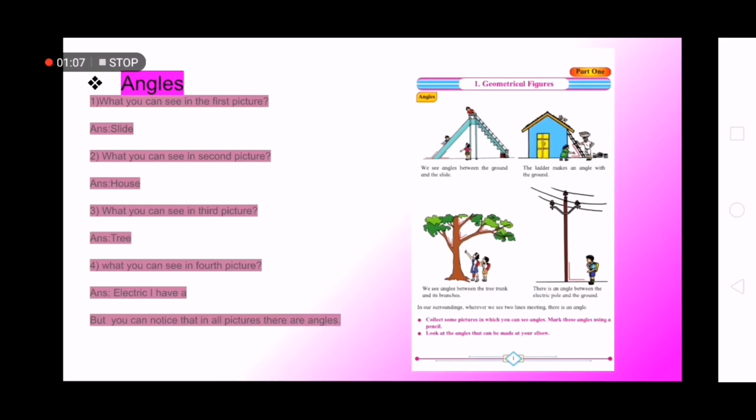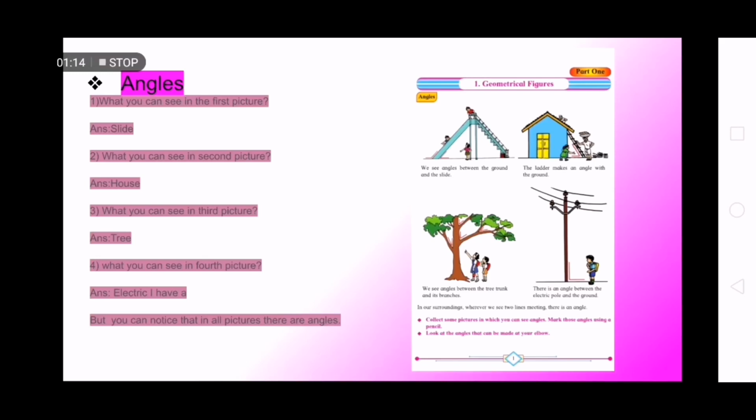I told you in mental sum that a small dot can make a line. In the same way, a small dot can make a shape, and in that shape we can make both half parts, and we can create an angle.